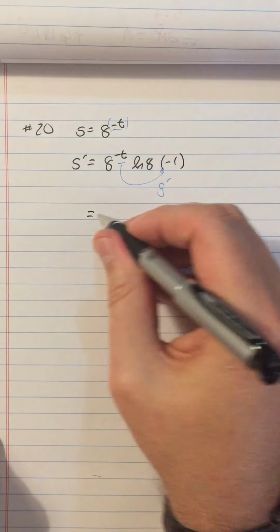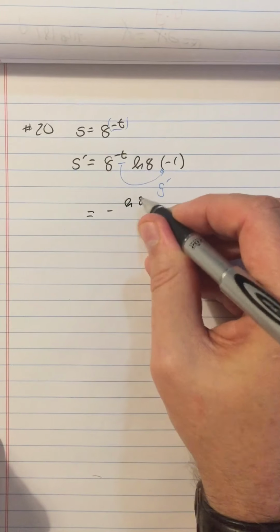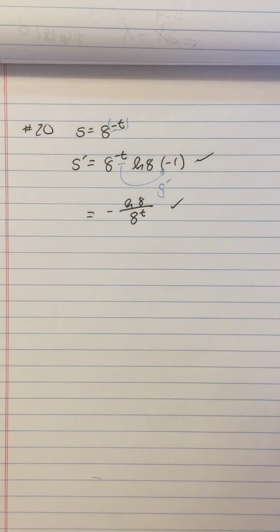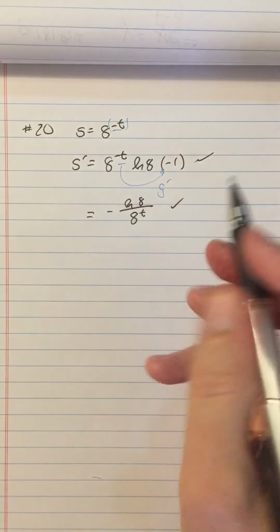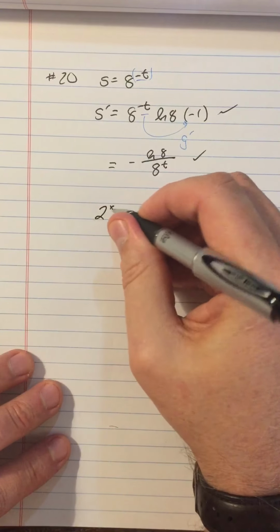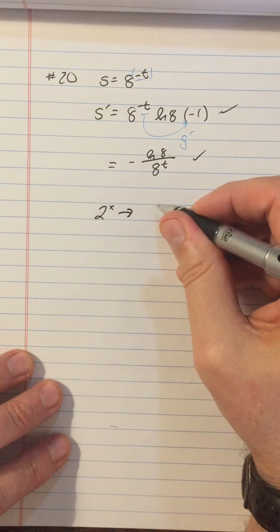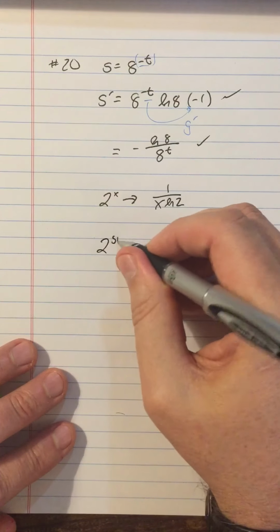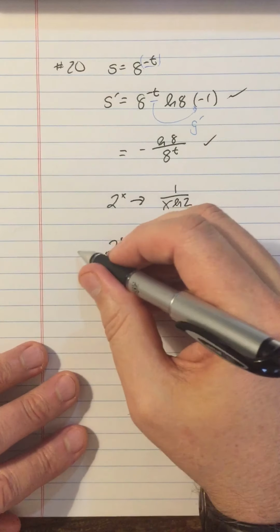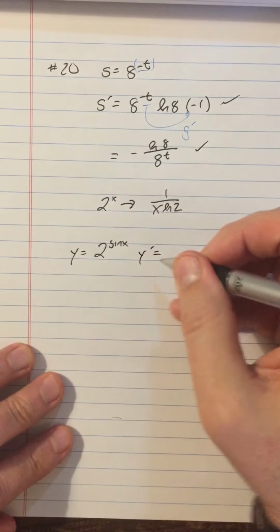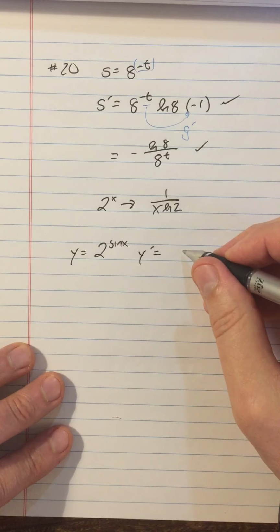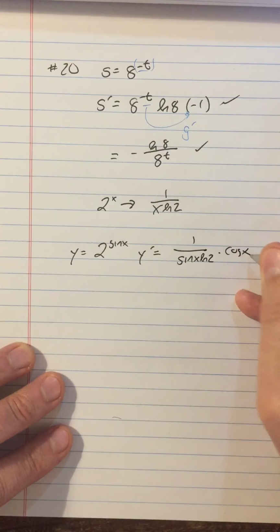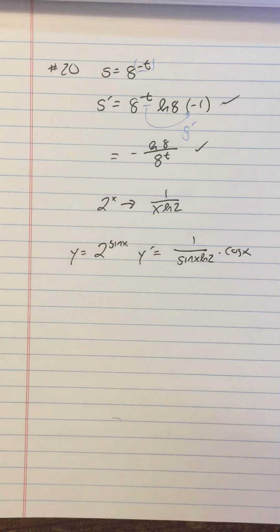So you have that. If you want, you could write this as negative ln 8 over 8 to the t. But this is fine. Okay, so make sure you remember this derivative. You know, it's basically saying, if I have log base 2 of x, that derivative is going to be 1 over x ln 2. So, for example, if I had log base 2 of sine x, let's say this is y, then my y prime would be 1 over sine x ln 2 times cosine x. All right, so you could rewrite that in various ways.